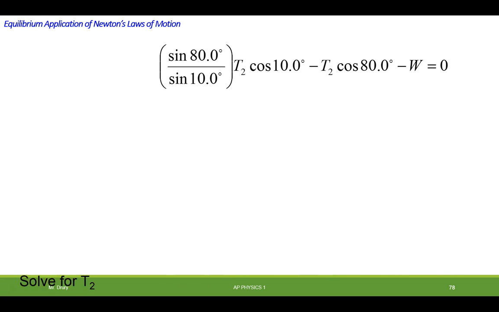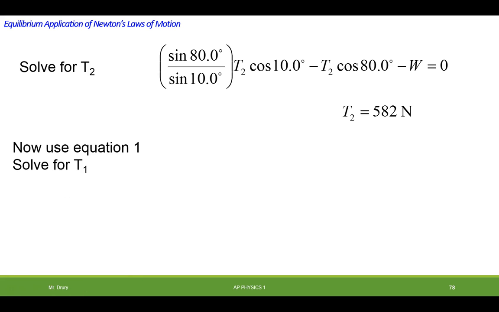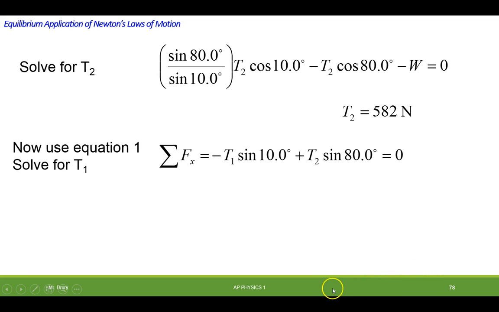Now I'm able to solve for T2. And when I do that, I end up with 582 newtons. And you can confirm that on your own as well. Okay, now that I have one of the tensions, I'm able to calculate the other tension. I just have to go back into the first equation, or any of the equations actually, and plug in what T2 is, and now I'm able to figure out what T1 is.